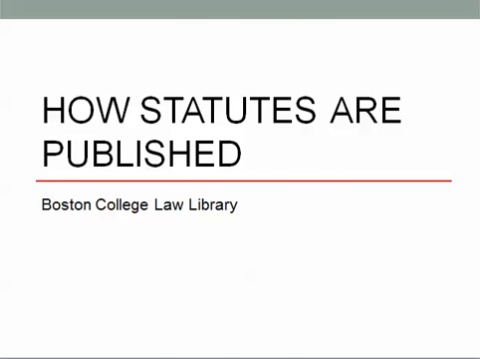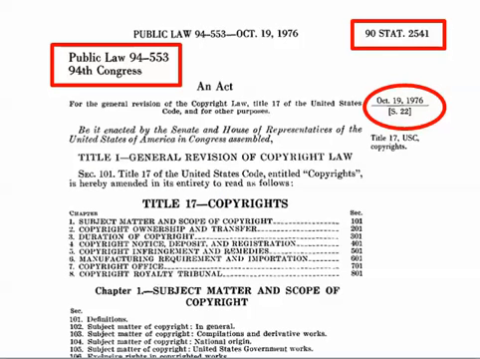How statutes are published. When laws are originally passed, they're published just as enacted as slip laws, which are simply individual copies of the law as it was enacted. These individual laws are arranged chronologically in collections called session laws. That is, they are all the individual laws of a particular legislative session.